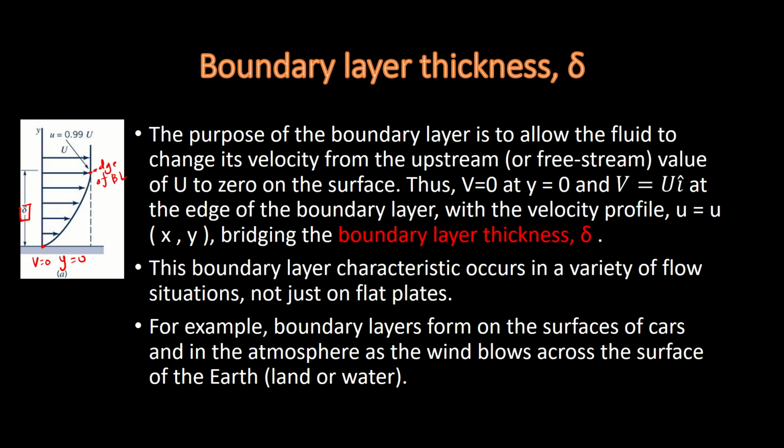This boundary layer characteristic occurs in a variety of flow situations, not just on a flat plate, but now we focus on flat plates. For example, boundary layers form on the surface of cars and in the atmosphere as the wind blows across the surface of the earth.